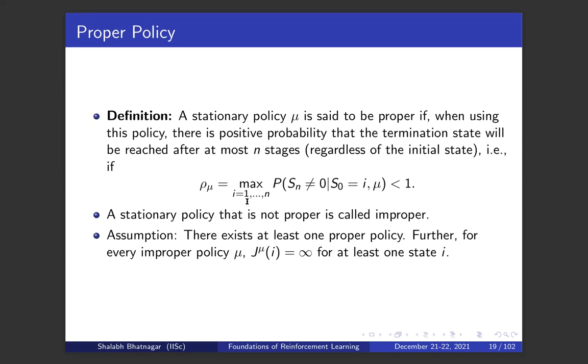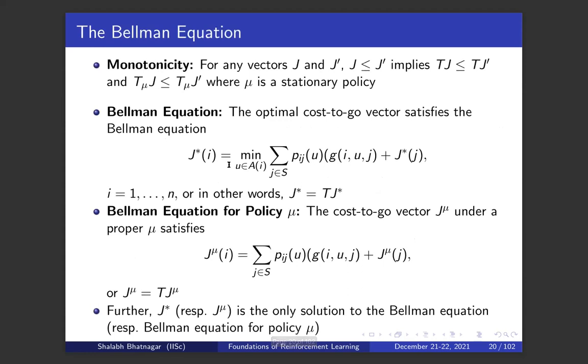The basic underlying assumption here is that there exists at least one proper policy. And moreover, for every improper policy mu, J mu of i will be infinity for at least one state i. Again, what is J mu of i? J mu of i is the cost to go function under policy mu. That is what we call the value function under policy mu.